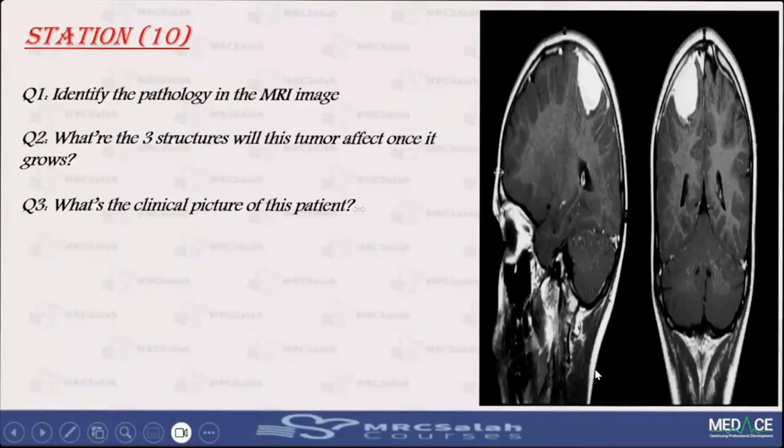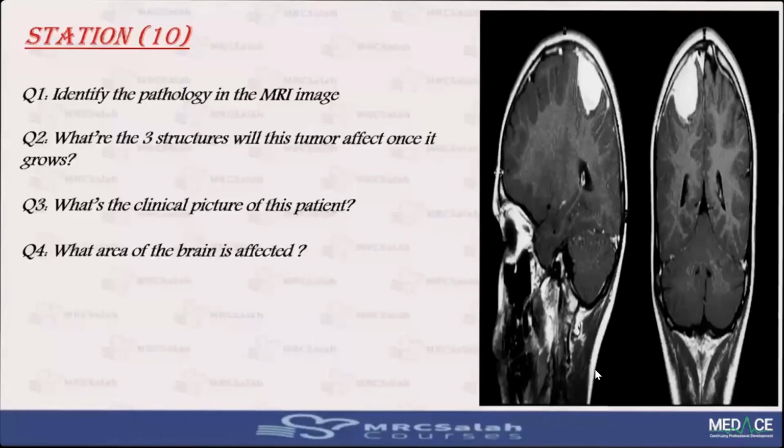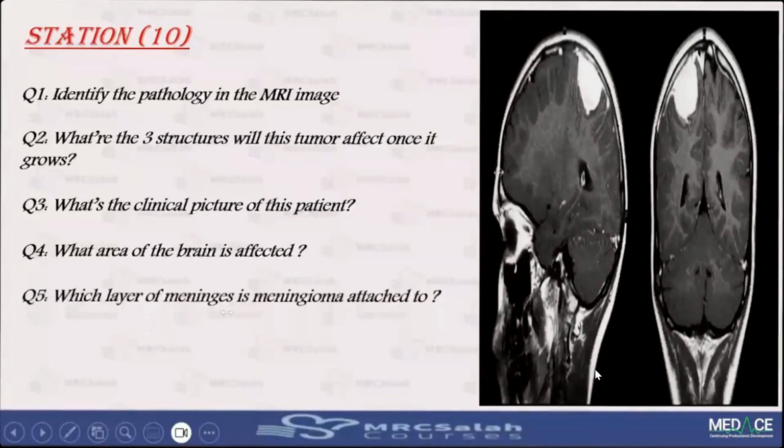The clinical picture of this patient: a patient with this tumor on this side will have contralateral lower limb monoparesis. What area of the brain could be affected? The motor area 4, the main motor area, which is number 4. Which layer of the meninges is meningioma attached to? The dura mater.